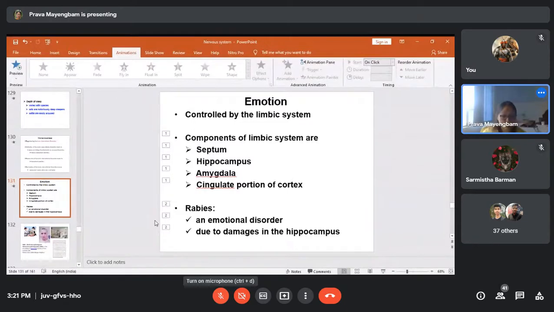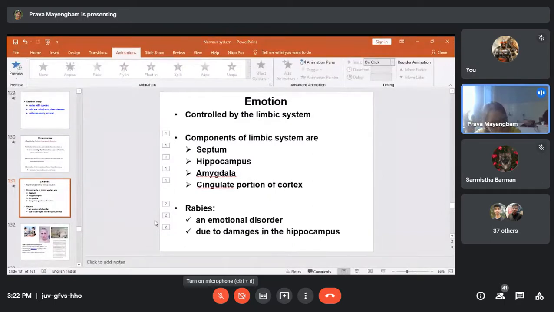But with rabies, one peculiar characteristic is that until and unless the rabies virus reaches the hippocampus, if the rabies is in the nerve but has not reached the hippocampus, the individual will not show any symptom of rabies. It will show its symptoms only when it reaches the hippocampus, because the hippocampus is a part of the limbic system which controls the emotion of that animal. So there will be a change in the behavior, the emotion will change.